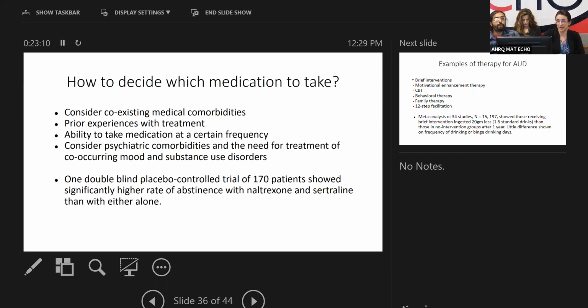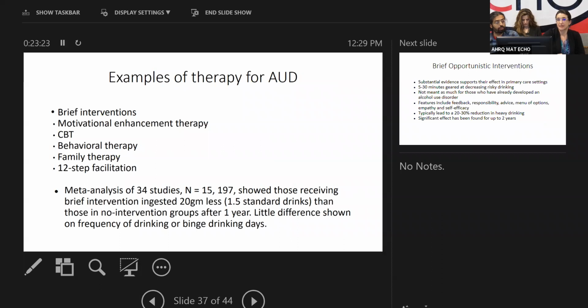For instance, there was a trial of 170 patients showing a higher rate of abstinence with naltrexone and sertraline, in people who had comorbid depression, than with either alone. And then just to touch upon, I'd like to give this more weight than time allows, examples of therapy that show strong evidence for treatment of alcohol use disorder: brief interventions, motivational enhancement therapy, cognitive behavioral therapy, family therapy, and then we'll touch briefly upon 12-step intervention.